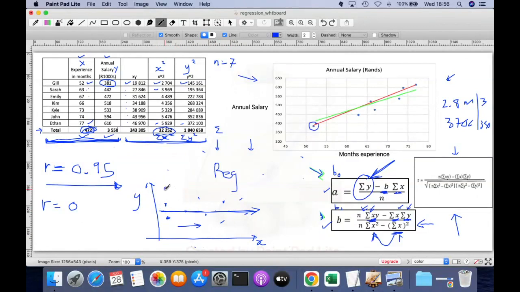However, if the data points are such that it's like this, so let me erase this. I know it's going to become too cluttered.